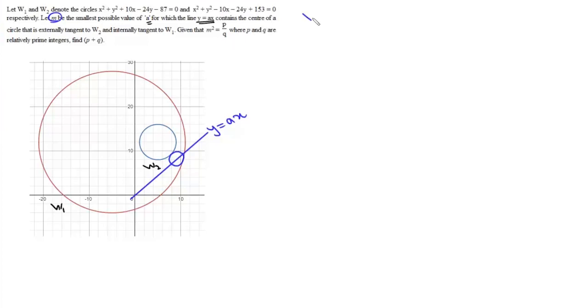Now for W1, the center is at minus 5, 12, and its radius will be the square root of 25 plus 144 plus 87, and there will be 256, whose root is 16. So center one is minus 5, 12, and radius is 16.